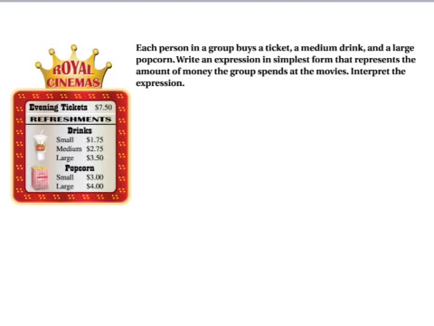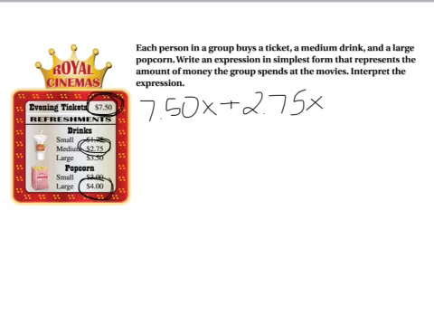Last example of something to see. This might look a little complicated. It's not too bad. It says each person in a group buys a ticket, a medium drink, and a large popcorn. It says write an expression in the simplest form that represents this amount of money. Well, let's look at the three things that a person is buying. $7.50 for a ticket, a medium pop is $2.75, and a large popcorn is $4. So just make it a simple problem out of this. $7.50x plus $2.75x plus 4x. And you could put $4 if you wanted, but it's not going to really matter.